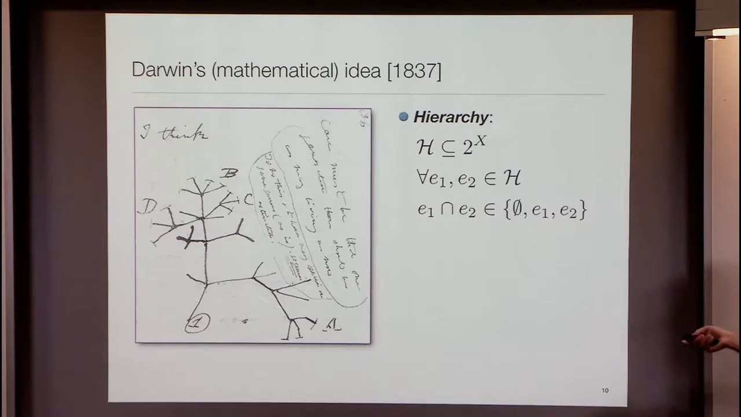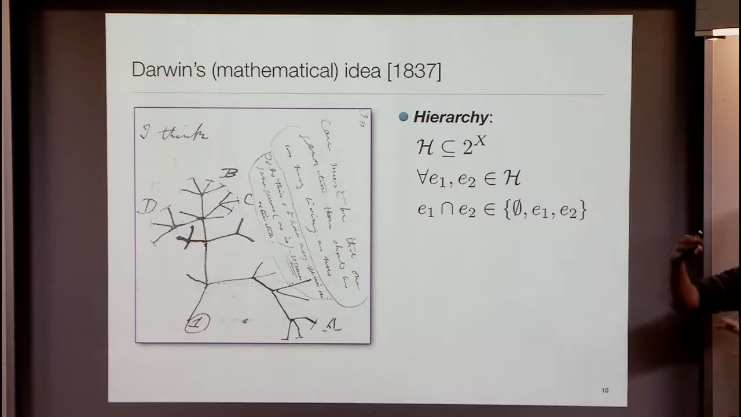Underlying Darwin's picture is actually, and you've seen many trees like this, all of you, I'm sure, even those of you from outside of computational biology, this notion in computer science of what's called a hierarchy. And a hierarchy is a collection of sets, if you like. So this notation 2^X: there's a set X, in this case {a, b, c, d}, and 2^X are all the subsets of X. And in a hierarchy, you have a collection of subsets of a set, so E1 and E2 are subsets of X, and they satisfy a condition that any pair of them are either disjoint or one is contained inside the other.